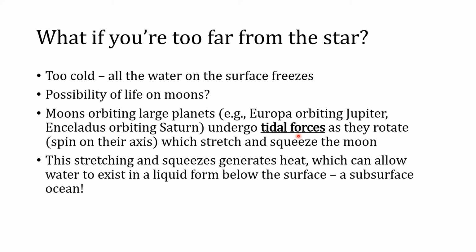If you want to know more, leave me a comment, and I will be happy to explain more. But anyway, a moon like Europa or Enceladus that's orbiting a large planet like Jupiter or Saturn undergoes tidal forces. And those tidal forces stretch and squeeze the moon. So basically the moon will go from like this shape, obviously I've exaggerated that a little bit, to this shape, and then back to this shape.